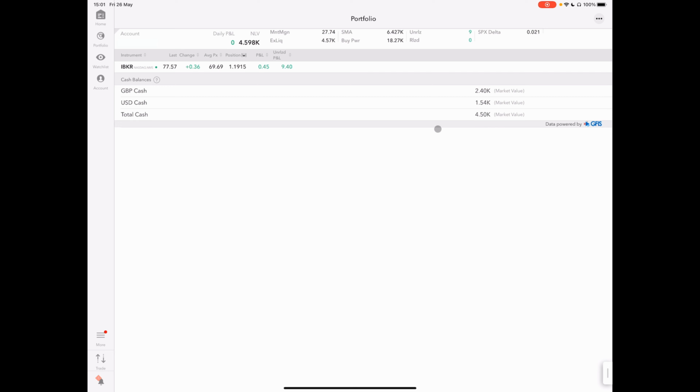And we do have 1.19 shares of IBKR, and that is because someone has used my affiliate link and they would have got some IBKR shares. I got some IBKR shares, and we don't need to worry about it.